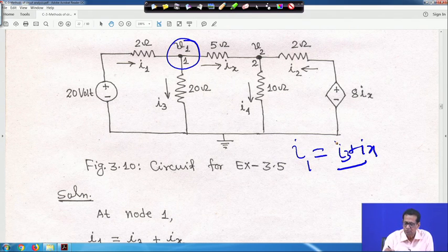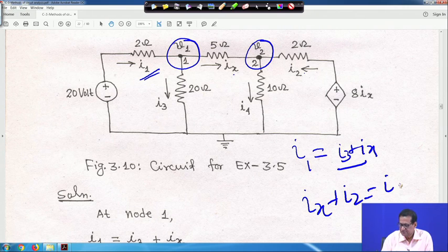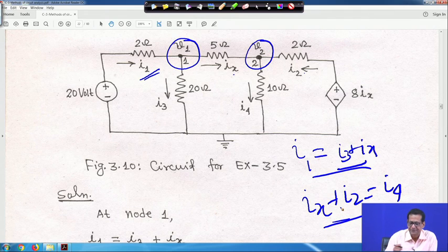And similarly, at node 2, if you apply KCL, because this current is incoming and these two are outgoing, at node 2 I2 and Ix are entering the node, and this I4 is leaving. So, it is Ix plus I2 is equal to I4. These two equations you have to write. After that, you put them in terms of V1 and V2, whatever has been explained, right.